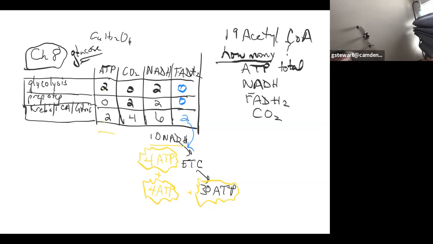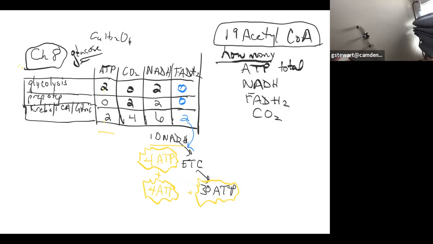Okay, so why did I go through all this other than to remind you of this? You need to have this chart for chapter 8. You need to have that memorized immediately so that you can use it to answer a question like this if a question like this shows up on the test, right? So erase that. So now if I have 19 acetyl-CoA molecules, the question becomes, where do I start and how do I use this chart, right?